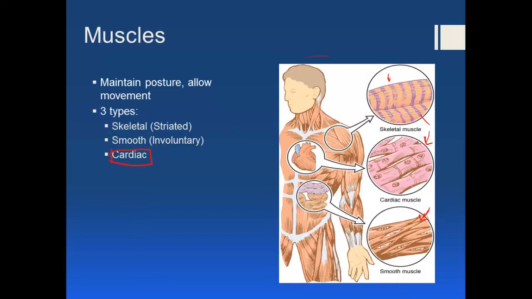Smooth muscle is found in a lot of different places. It's found in intestines. It's found in blood vessels. It's found in bronchioles. It's found in the uterus in females. And all of this smooth muscle is involuntary. We don't have any control over the movement of this muscle.